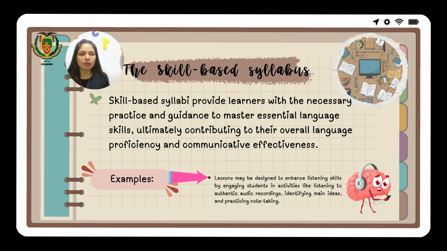These syllabi focus on learning particular abilities: speaking, reading, listening, and writing, with the goal of improving the learner's proficiency in these areas through targeted practice and instruction. For example, lessons may be designed to enhance listening skills by engaging students in activities like listening to authentic audio recordings, identifying main ideas, and practicing note-taking. The speaking skills can be developed through role plays, discussions, and presentations. The reading skills may be improved through tasks such as reading comprehension exercises, analyzing texts, or finding specific information. And finally, writing skills can be refined through activities like writing essays, reports, or emails, focusing on organization, coherence, and language accuracy.